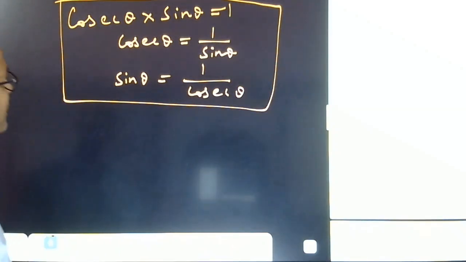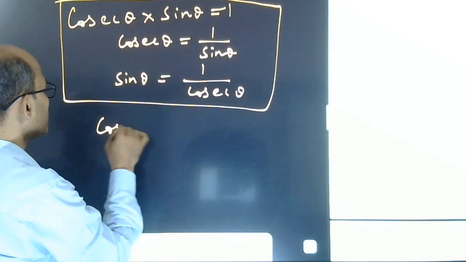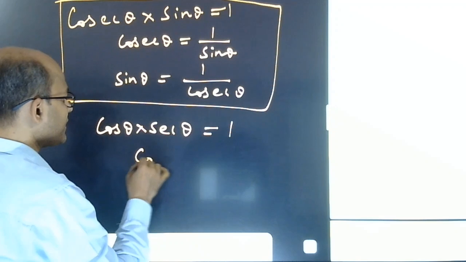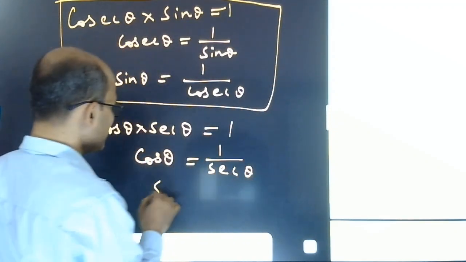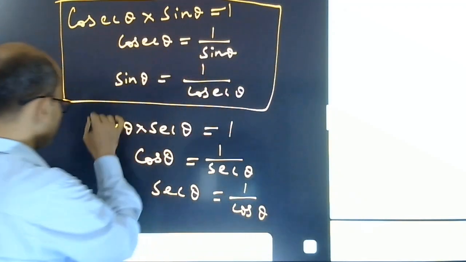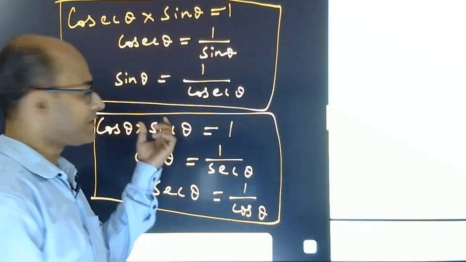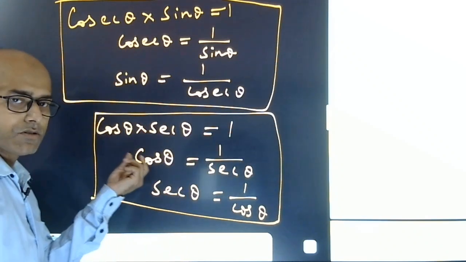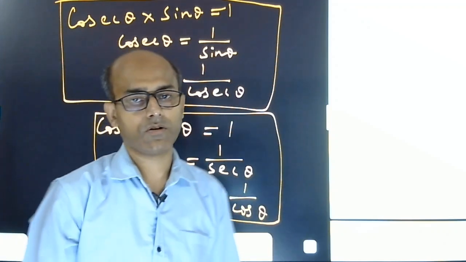Again, we are required to write down the formula of cos theta into sec theta, which is equal to 1. So we can write cos theta is equal to 1 upon sec theta, and sec theta can be written as 1 upon cos theta. I hope you people are understanding, since cos theta and sec theta are inverse to each other, you can write cos theta is equal to 1 upon sec theta and sec theta is equal to 1 upon cos theta.